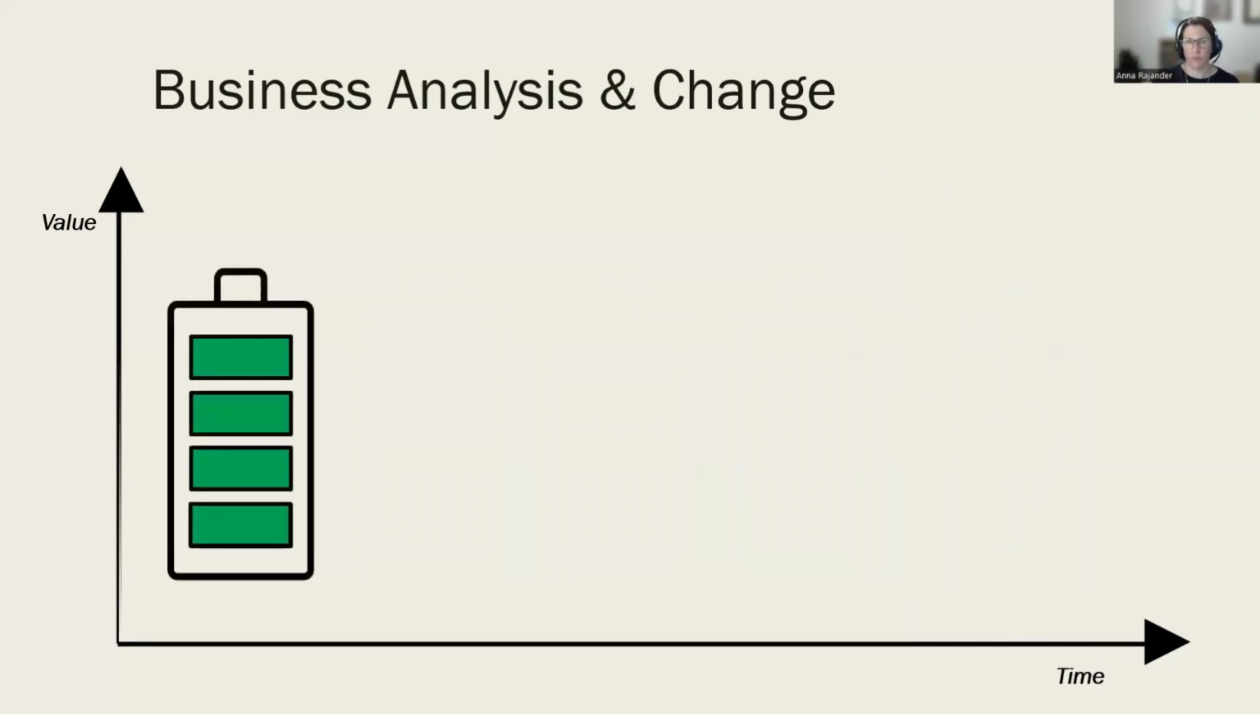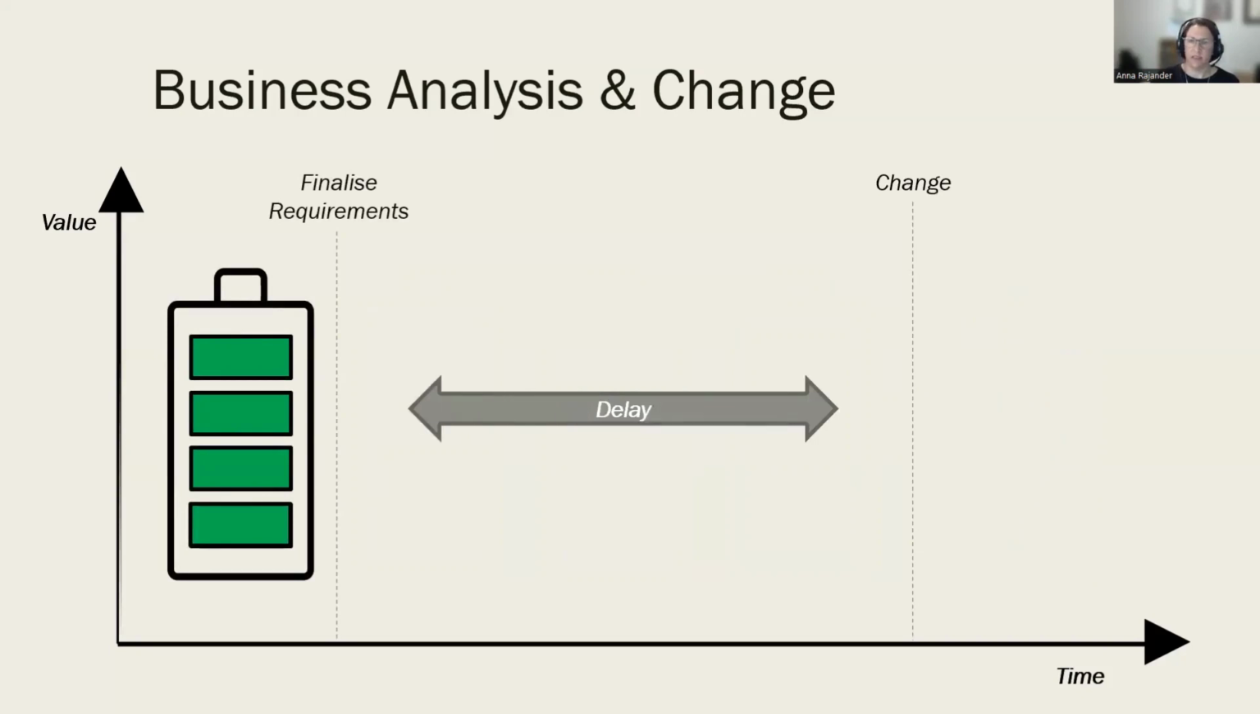So we've gone through the motions, we've charged our battery right up, and we've finalised our requirements, and then we aren't allowed to touch them. It's kind of hands off. There's some big procurement going on or something's happening, whatever, you can't touch. It's very difficult to change your requirements after a certain point.